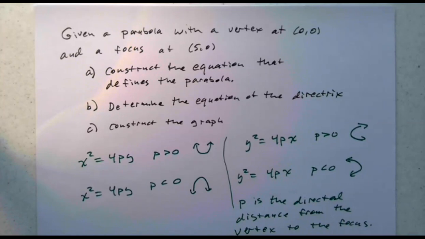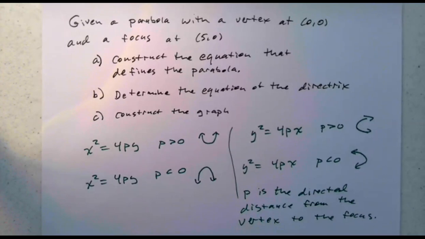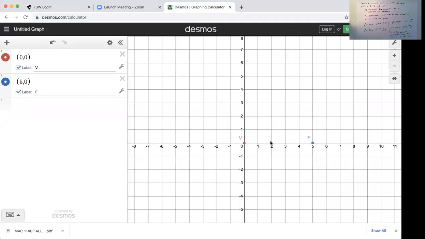So let's take a look at what we have in our example. This distance is 1, 2, 3, 4, 5, so p is 5. It's opening this way, so that's y squared equals 4px, 4 times 5 times x. Is that 5 positive or negative? The focus is to the right of the vertex, so p is positive. So p is 5 with an opening rightward parabola.